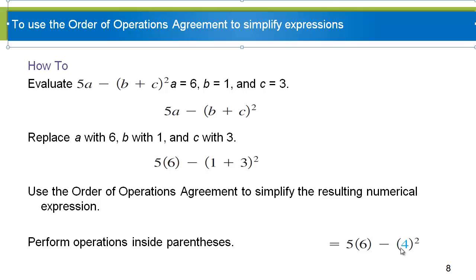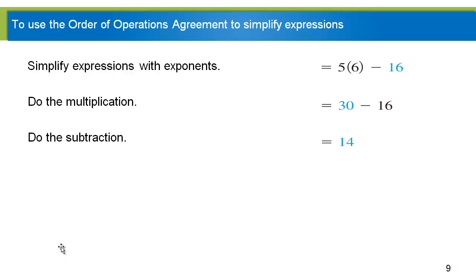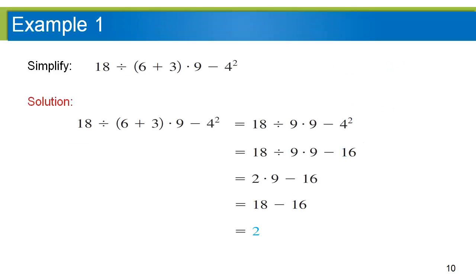What are we going to do next? We're going to raise it to a power. So we raise that to a power. That gives us 16. Then we do the multiplication. Then we finally do the subtraction. All right? So it doesn't matter how complicated or convoluted these things get. The rules stay the same.